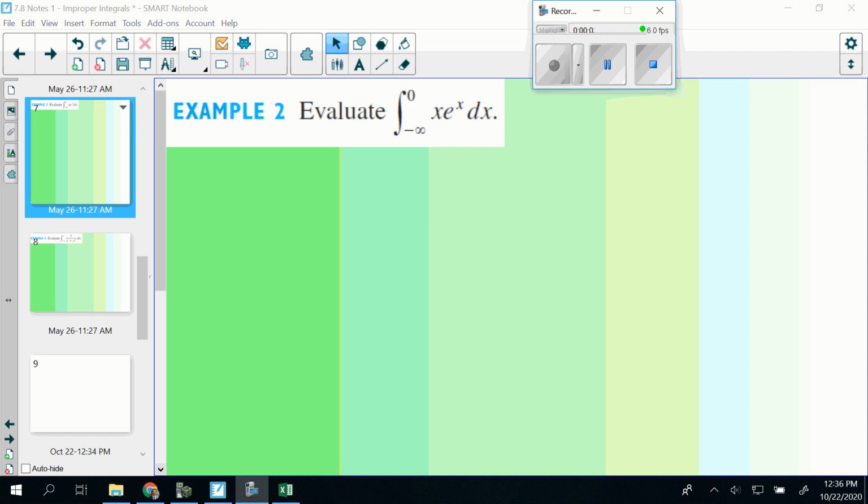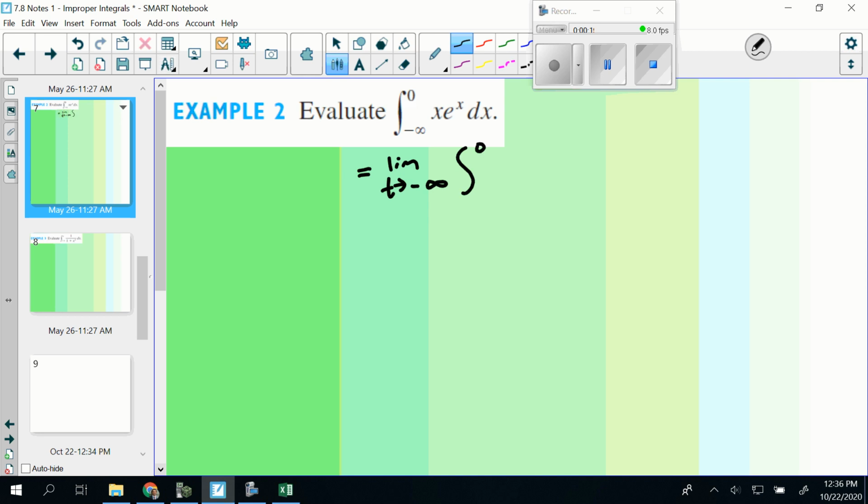All right, we're going to look at some examples now. So this one, we want to take the integral from negative infinity to 0 of this. First step, write it as a limit as some other variable like t goes to negative infinity. I forgot the negative there. And then we're replacing that negative infinity with that variable in our integral.